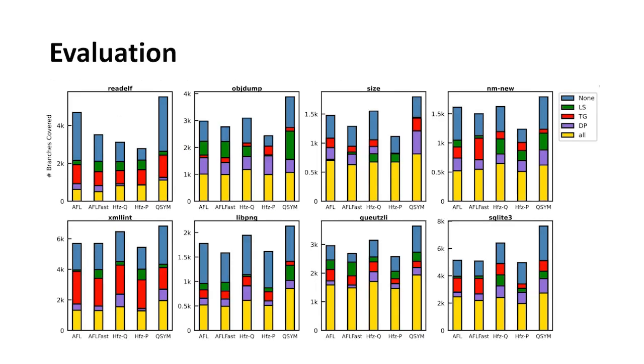So here comes our evaluation. We evaluate all three techniques and the combined one separately against 5 famous binary-only fuzzers. The results show all of our techniques are effective at reducing the coverage, while the combined one is the most effective, which is the yellow one in this figure.